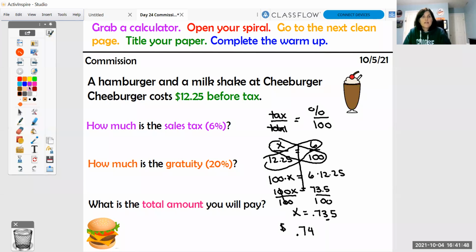Now let's calculate the gratuity or the tip. The tip is the part, the whole is our total bill, and that equals the percent over 100. So we're not sure of the tip. We know the total, we always use the total from the food and the drink, which is the before tax. And we're going to tip 20%. So I'm going to put a 20 over 100.